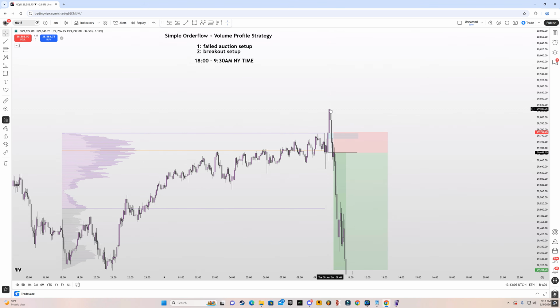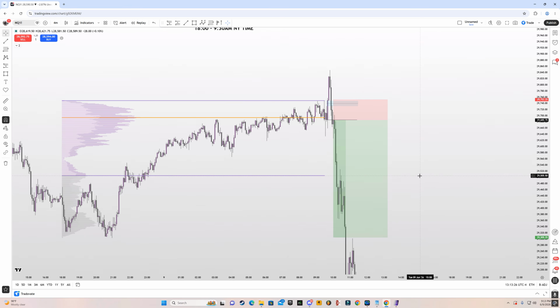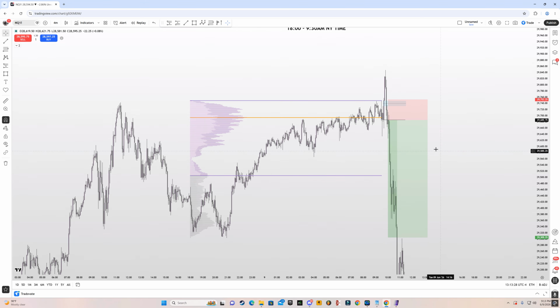All we're doing is looking for failed auction setup. We go up, close above, or a wick above, and then we get inversion on the 4, 3, 2, or 5-minute time frame. We are not going to look at the 1-minute time frame. And then, most importantly, guys, we need to see a close back below the value area high. That is the most important thing, okay? So this is how you would use ICT.